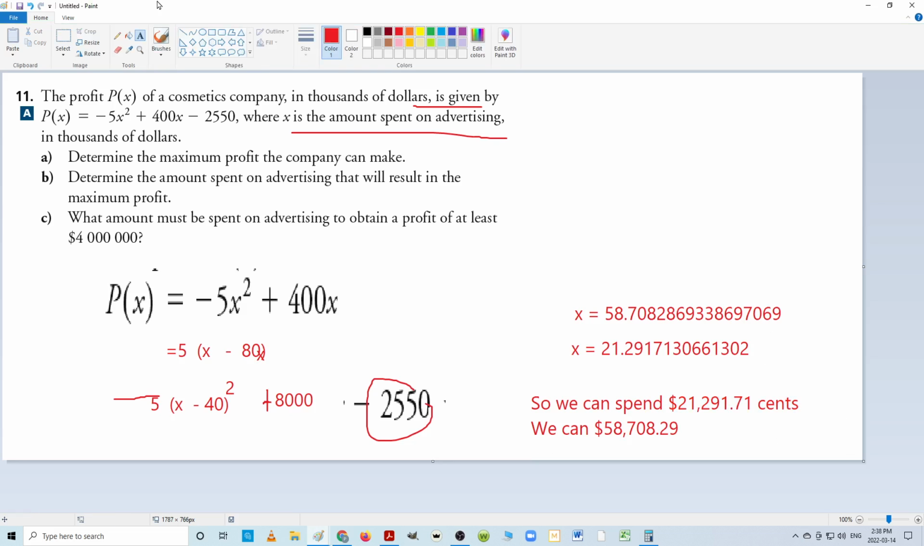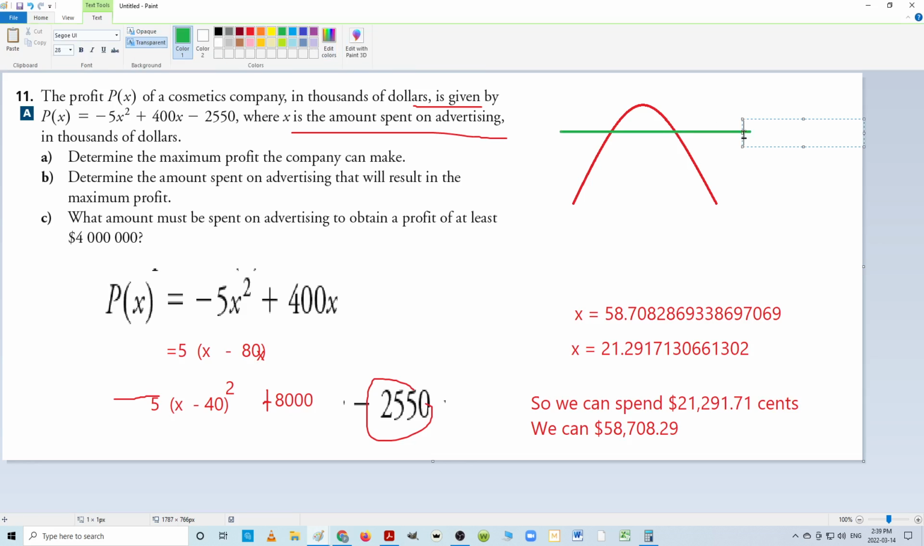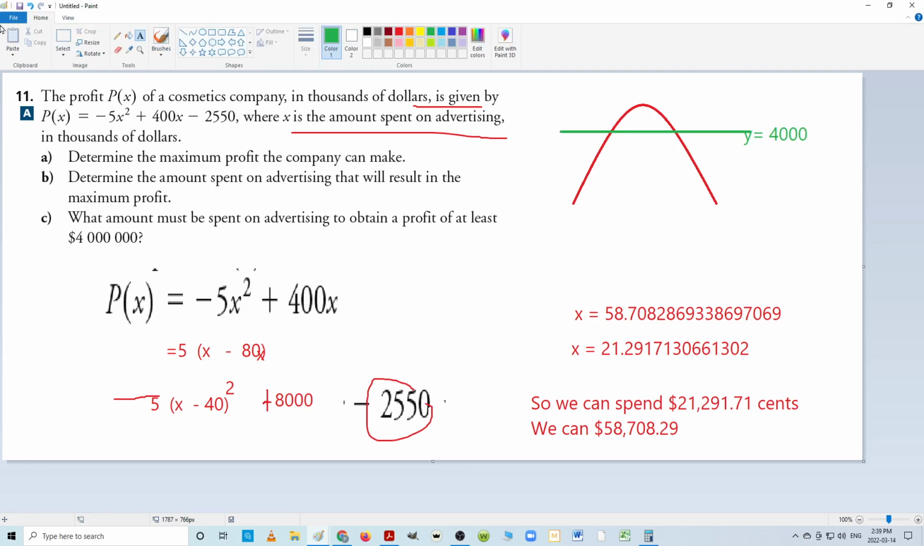And that's the reason you get these two, is because in a parabola, we're going to find that value at two spots on the parabola, where if you set your y equal to 4,000, which is 4 million, you're going to find two spots here, one on the way up and one on the way down. So this cheaper amount here is on the way up, and this other amount's on the way down. You'll see that if you graph it.